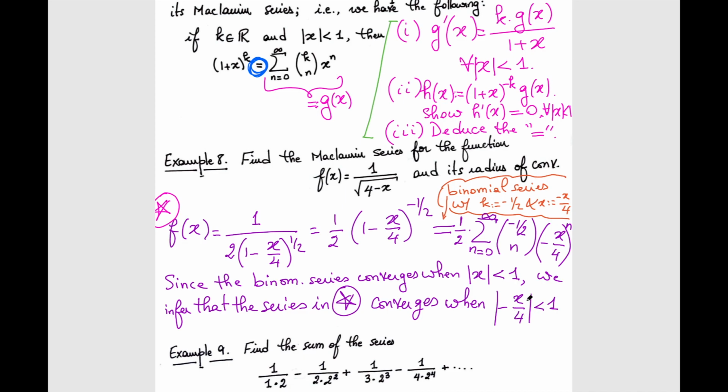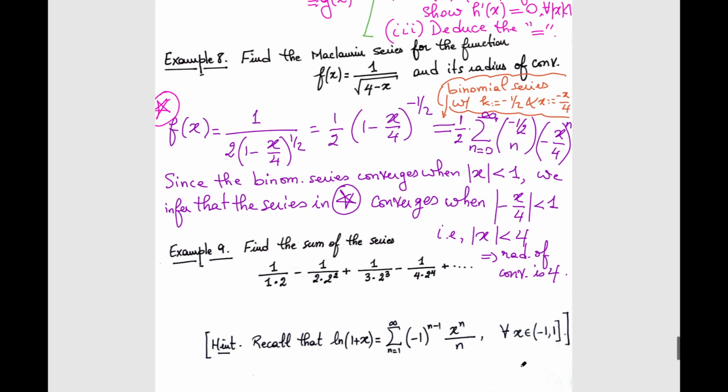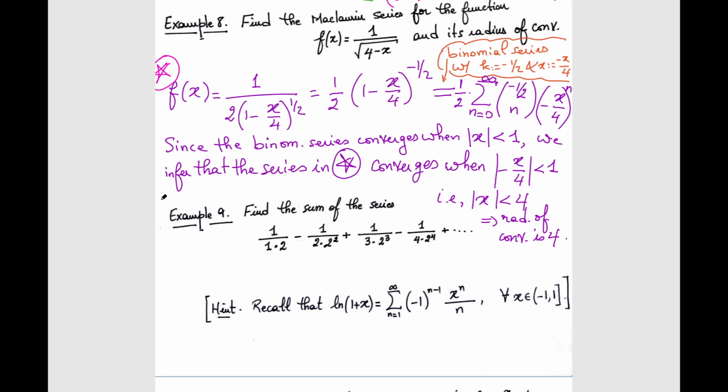Okay, and what does this mean? This means that the absolute value of x should be less than 4. Make sense? So what's the radius of convergence? Because they care about the radius of convergence. This is centered at 0 because it's a Maclaurin series, so absolute value of x minus 0 less than 4, so the radius of convergence is 4. Make sense? Okay. Let me draw some separation here.